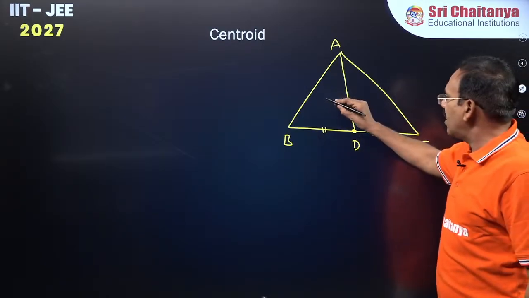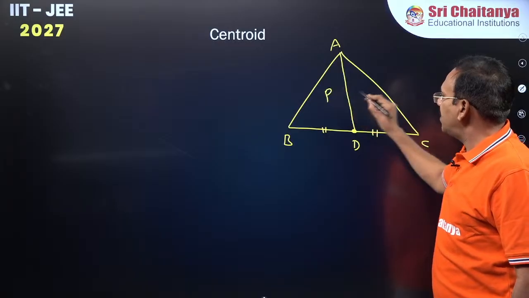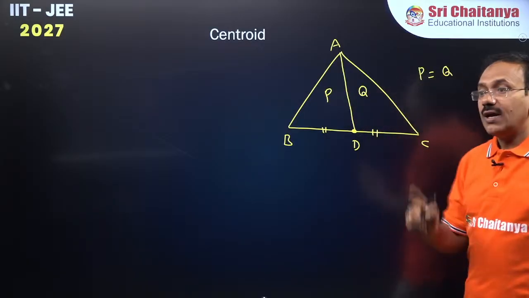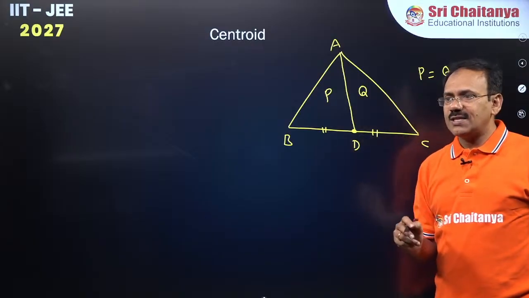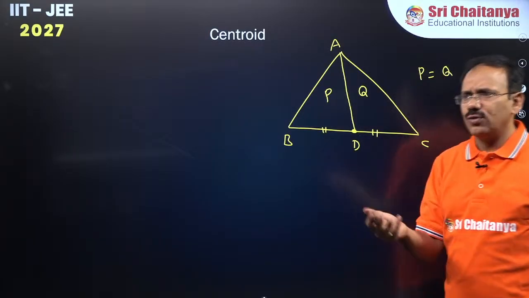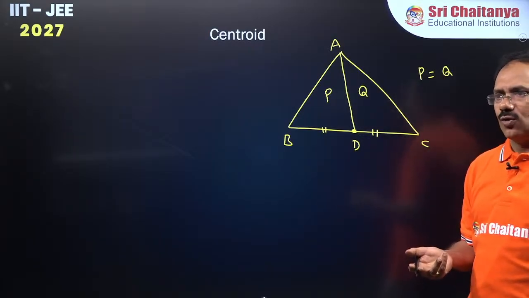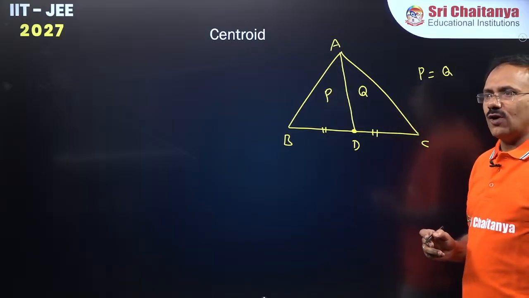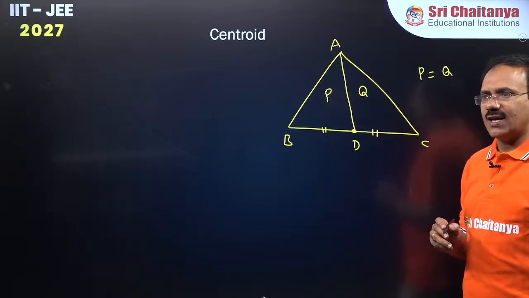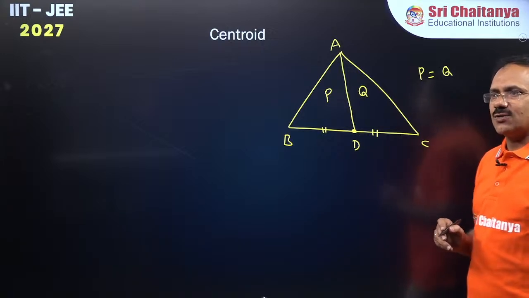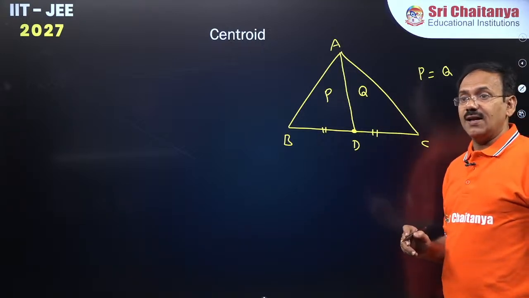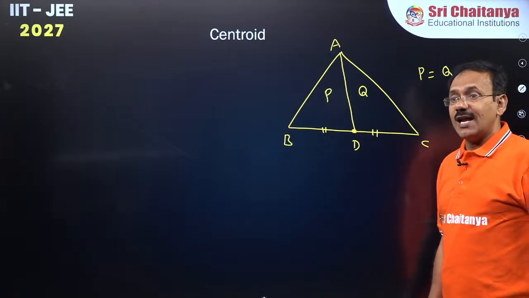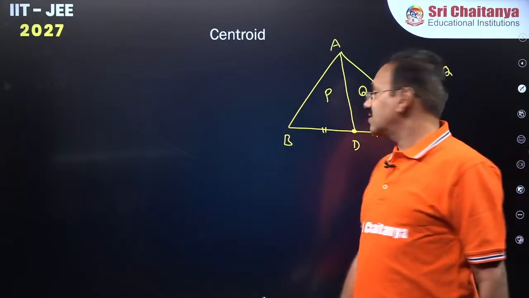Suppose this area is P, this area is Q, can I say that P is equal to Q? Yes or no? You are all saying no, a few are saying yes. It may depend on the angle? No, there is no dependency. Let me give the answer, students.